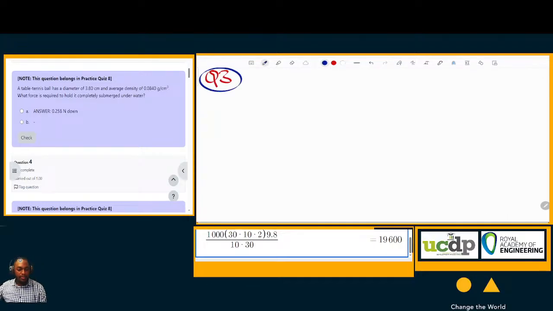Question 3, you can read it up. What does it say? A table tennis ball has a diameter of 3.8 centimeters and average density of 0.084 grams. What force is required to hold it completely submerged underwater?